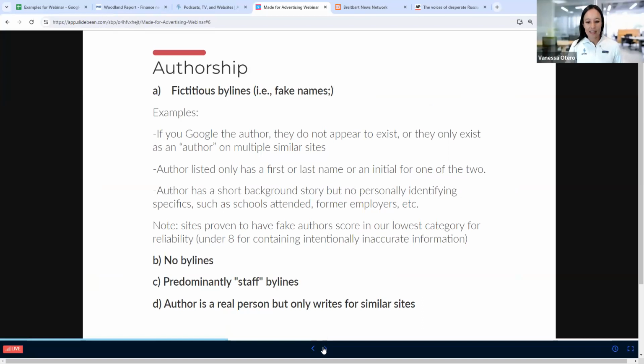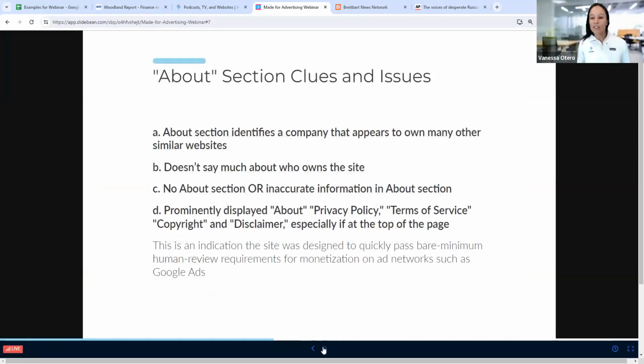All right, next factor, the about section. The about section can give you clues, and sometimes it has issues that will help you identify that it's made for advertising. So it can often identify a company that appears to own many other websites. Sometimes it doesn't say much about who owns the site. There's no about section, or there's inaccurate information in the about section. Another clue in how the about sections are laid out, it seems innocuous, but when they prominently display these menu items like about, privacy policy, terms of service, copyright, and disclaimer, especially if it's at the top of the page.